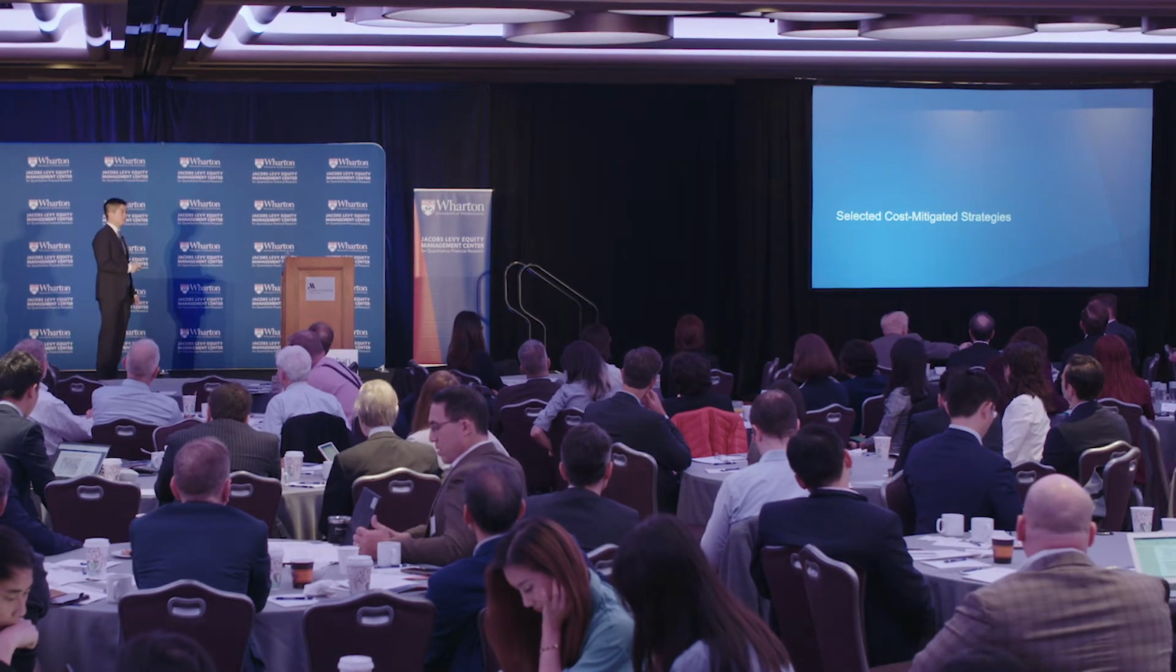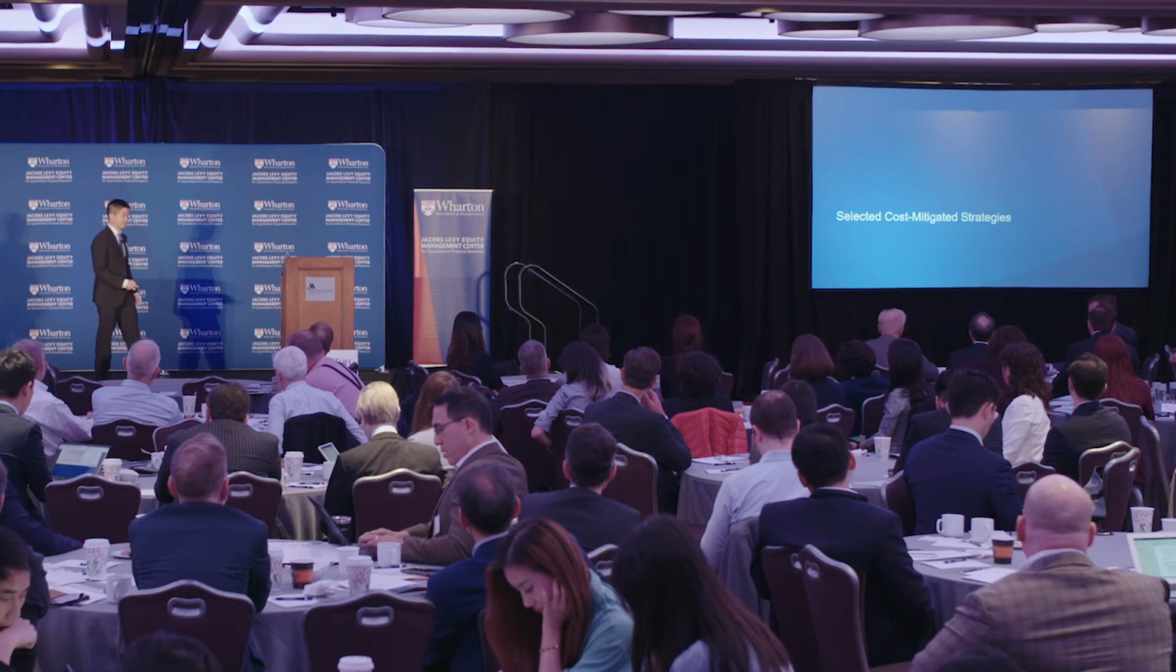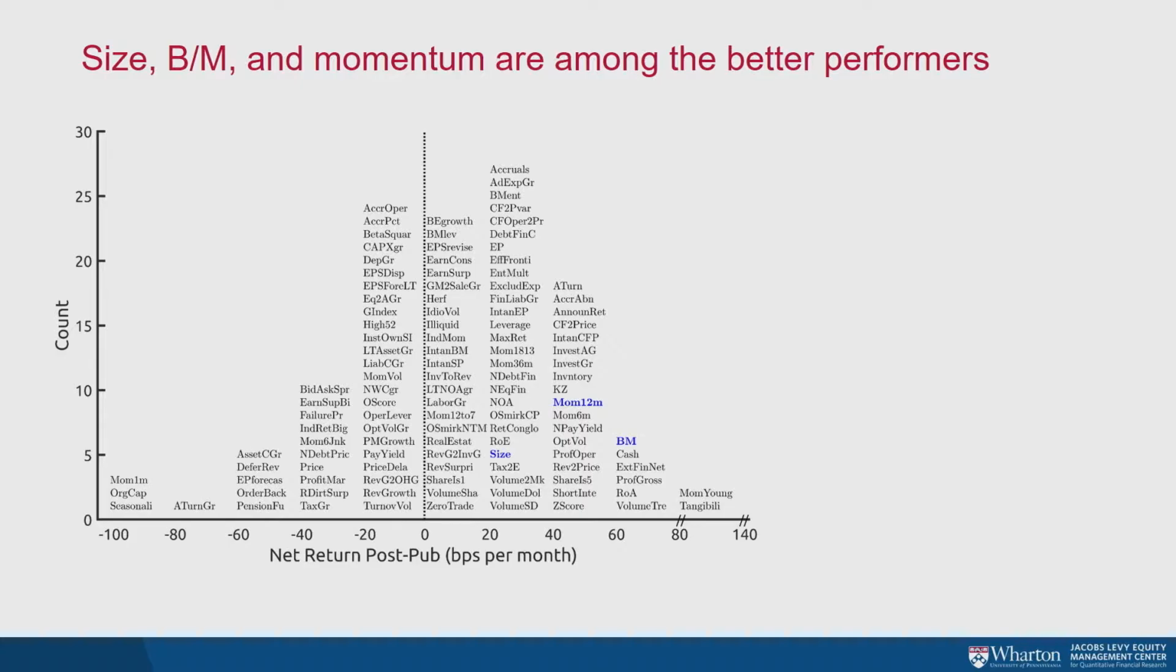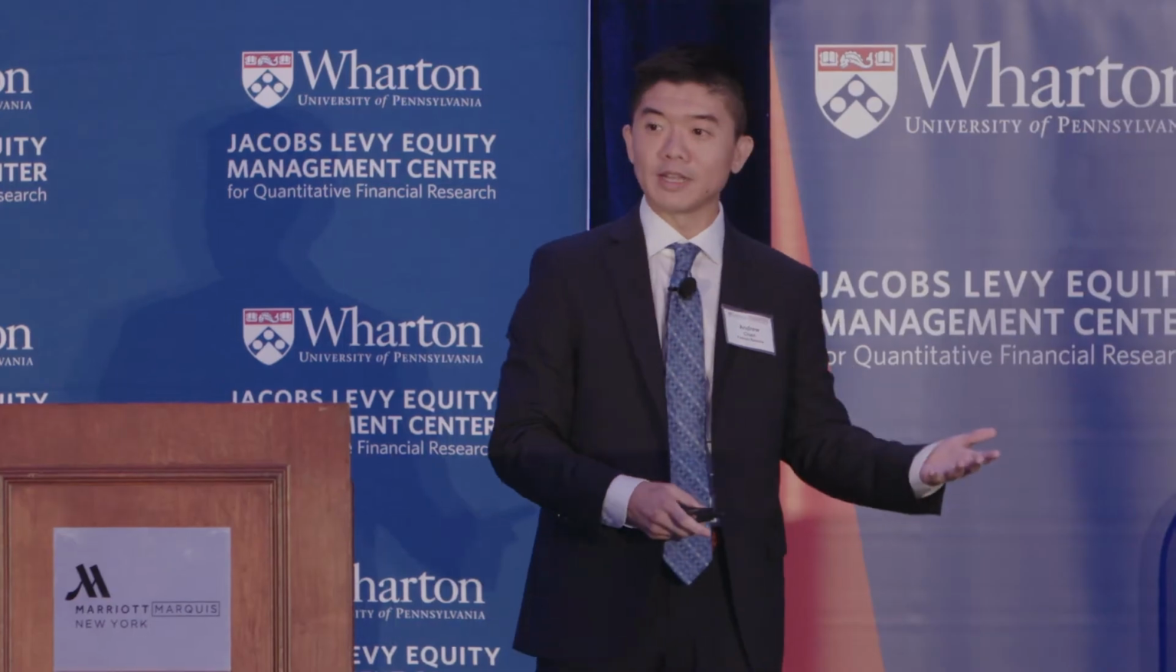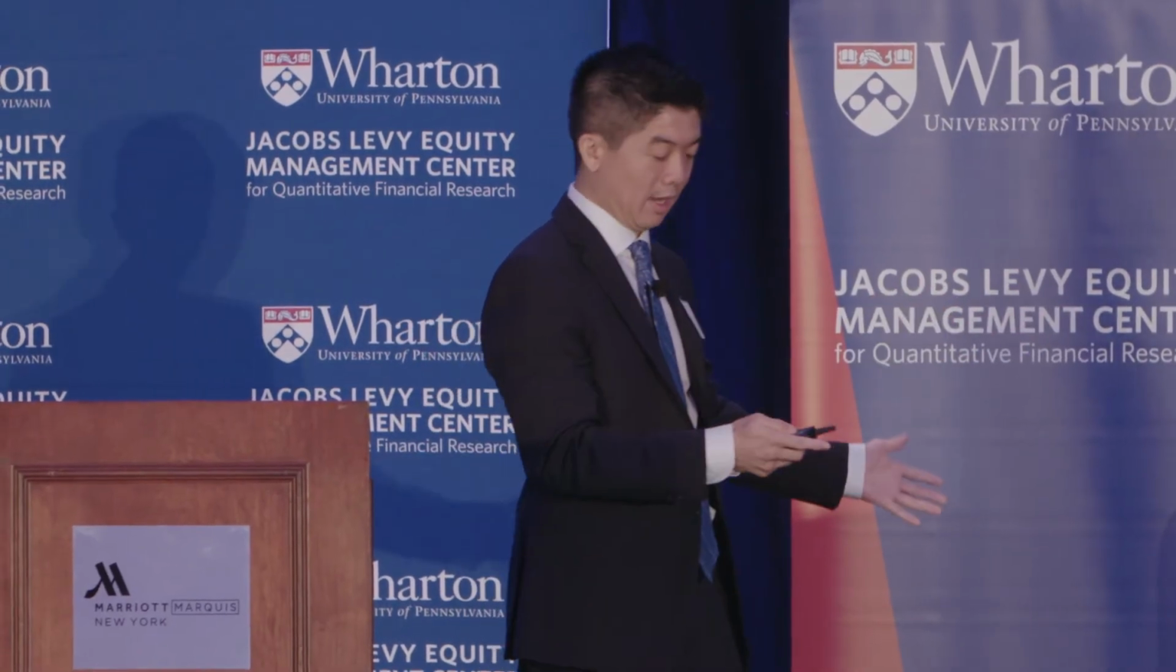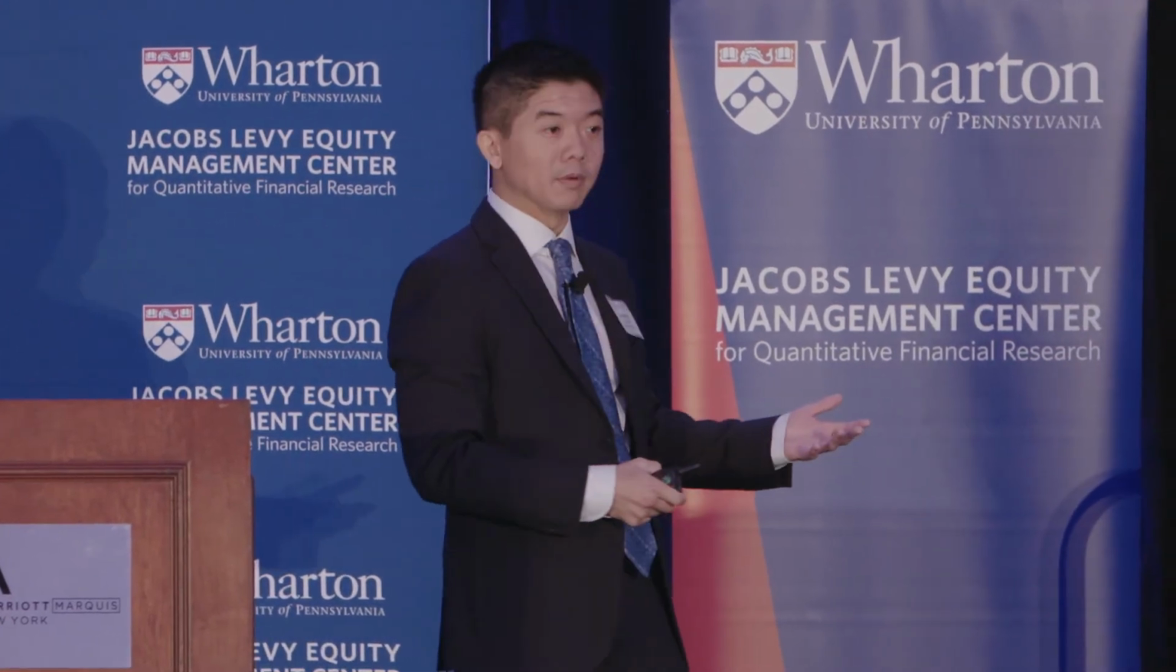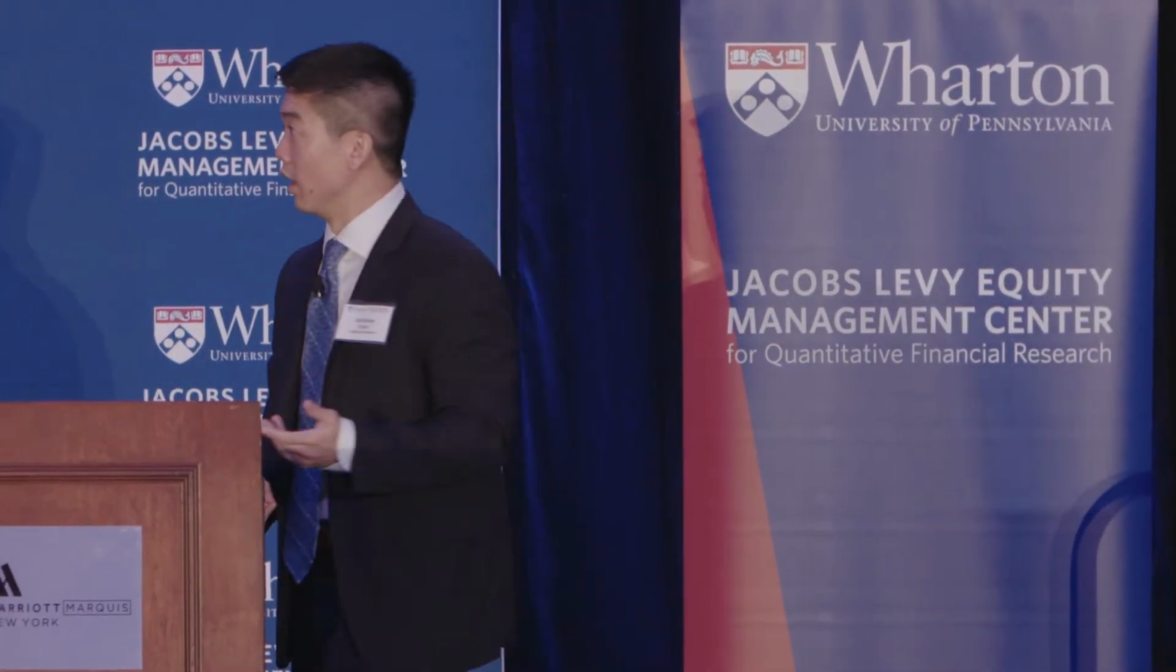We have one more analysis for you, the best cost-mitigated strategies. One more pessimistic analysis, unfortunately. So to motivate this last analysis, notice that this is the distribution of net returns post-publication. And if you can see here, the highlighted blue text are size, book to market, and momentum. And notice these are the better performers. After trading costs, after publication, these still earn you profits. And that's consistent with recent papers that study implementation shortfall.